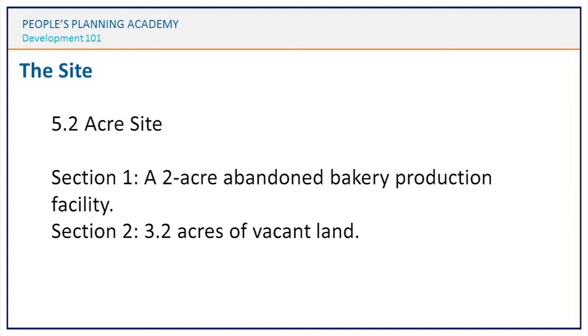So the 5-acre site has 2 different sections. The first is a 2-acre abandoned production facility. The abandoned bakery is a historic building. It was built in the early 1900s, and at one point it made and distributed its goods throughout Idino. But it's fallen into severe disrepair, and it would need significant investments to be functional. And then the other 3 acres, a little bit less interesting. They're just some vacant land.